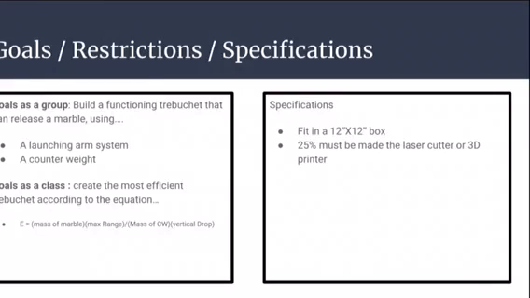The specifications are that it had to fit in a 12 by 12 inch box, and 25% of it had to either be laser cut or 3D printed.